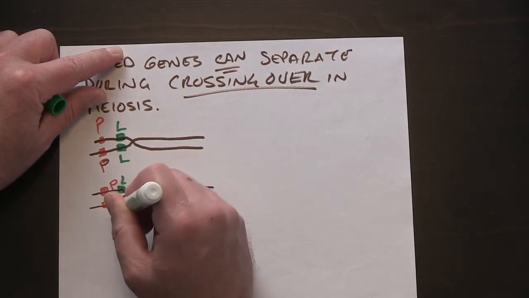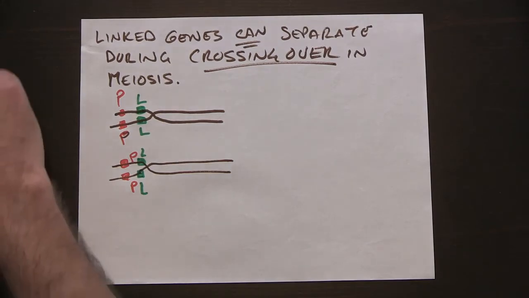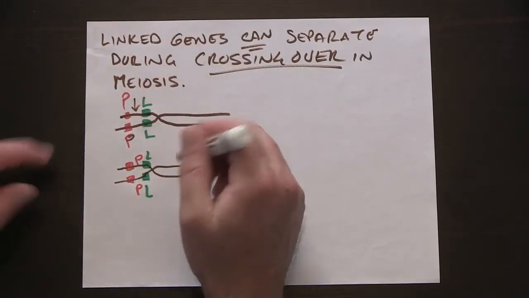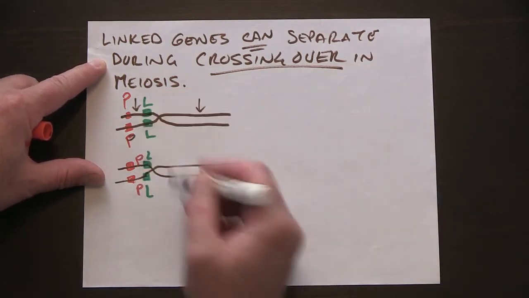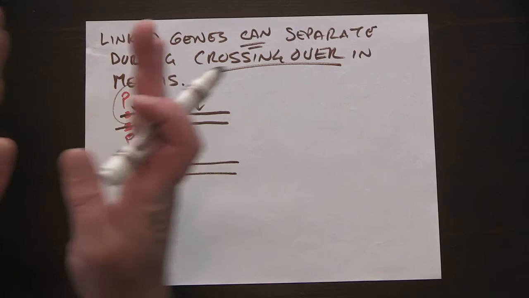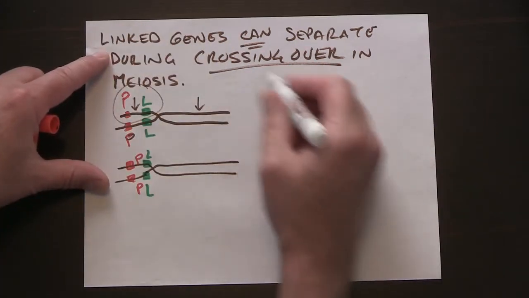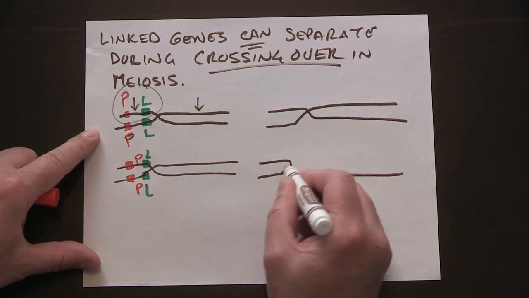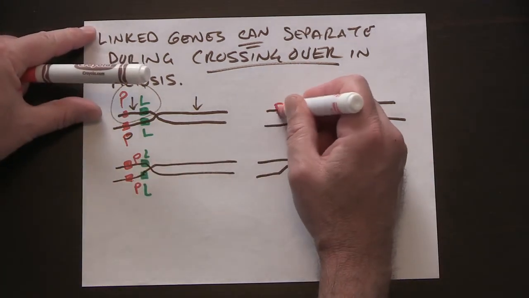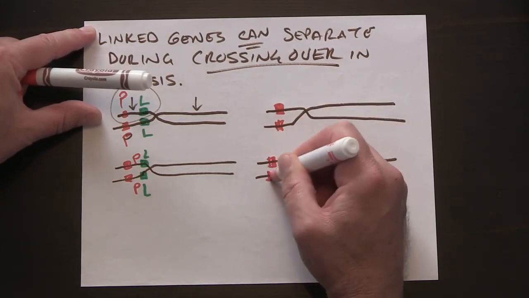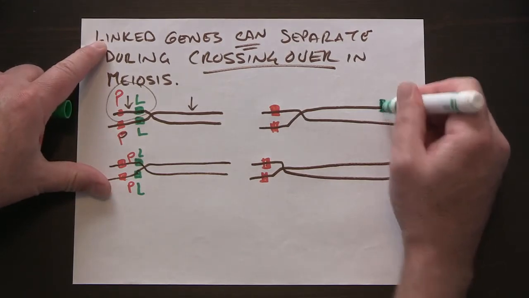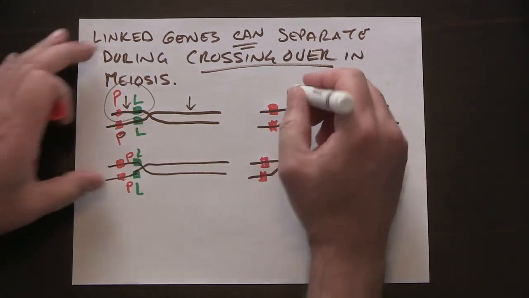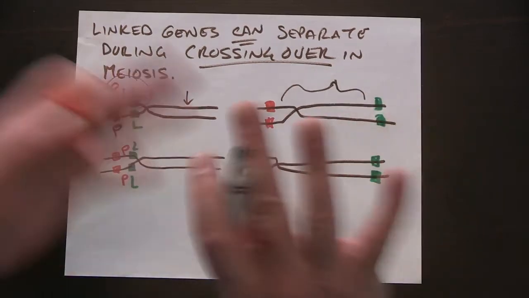little l, if they happen to cross over right here, then the p's and the l's will swap. If the crossing over happens down here, then these will be inherited together, right? So it depends on how far apart they are from each other. If they happen to be further apart, and P's down here, and L is way the heck down here, then if the crossing over happens anywhere in here, they're going to swap around, right?